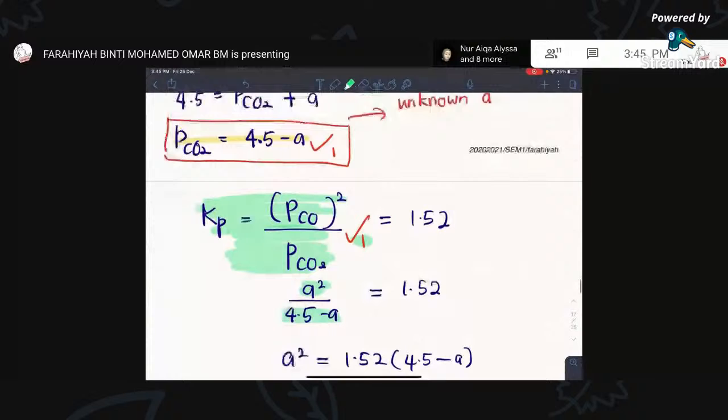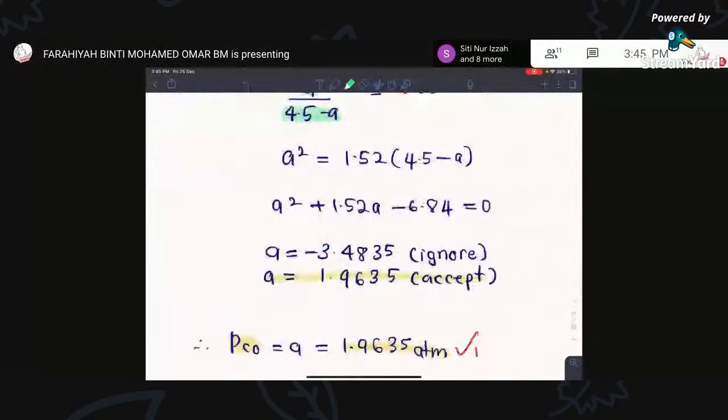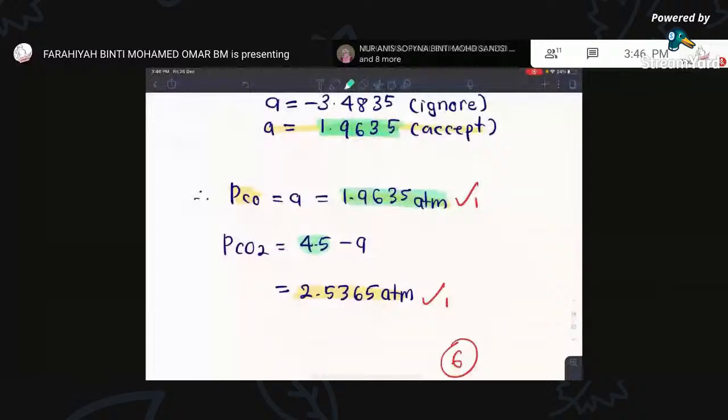Okay. So then you can solve the quadratic and you will get the value of A. So, you will choose the positive value. Okay. So, you will get PCO as 1.96. For P carbon dioxide, the total is 4.5. So, the pressure for carbon dioxide, you just subtract A. So, you will get 2.53655 atm. Okay. So total will be 6 marks.